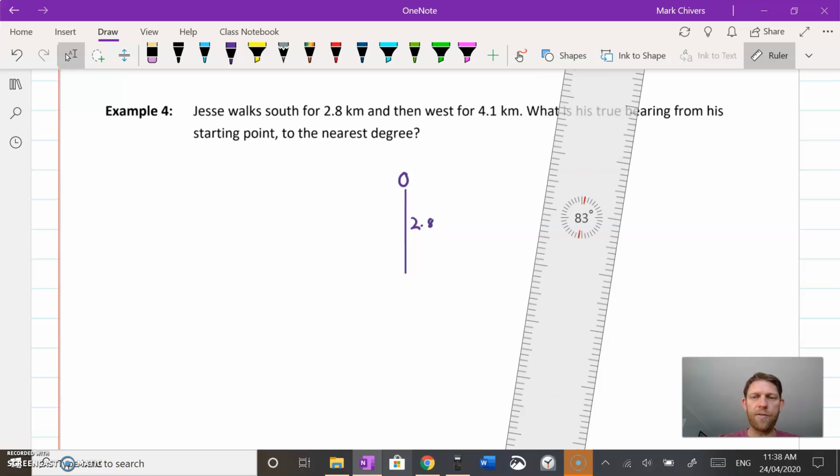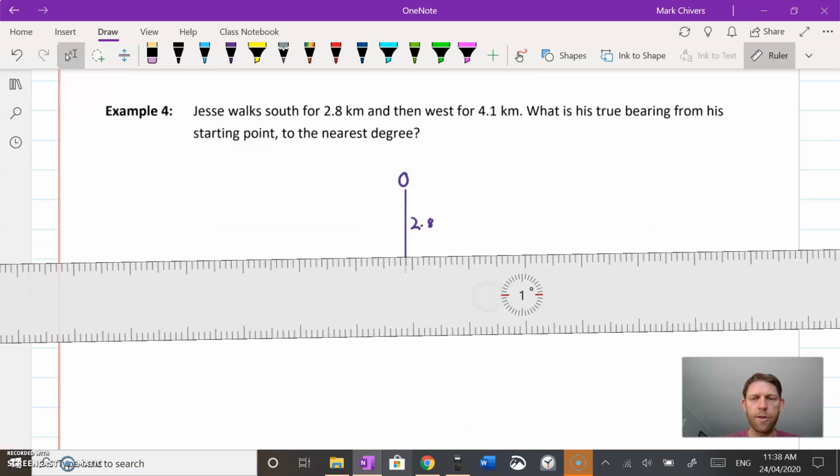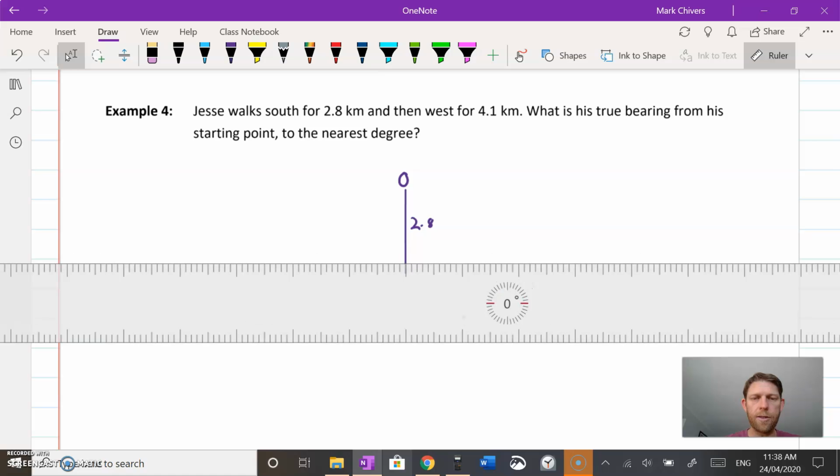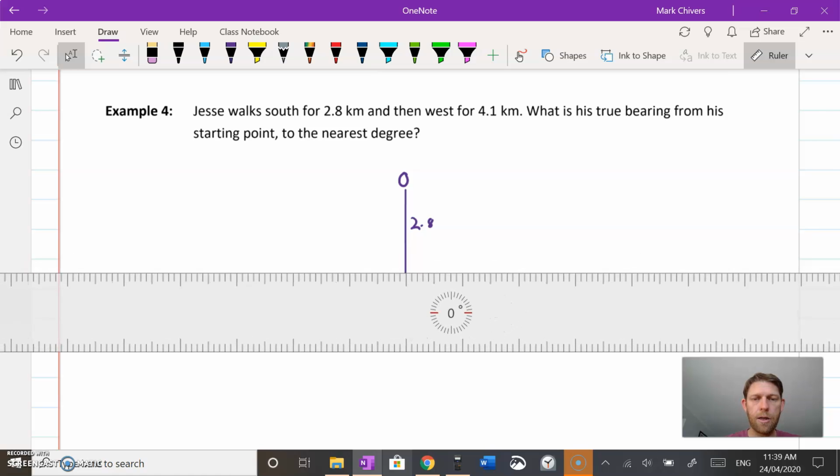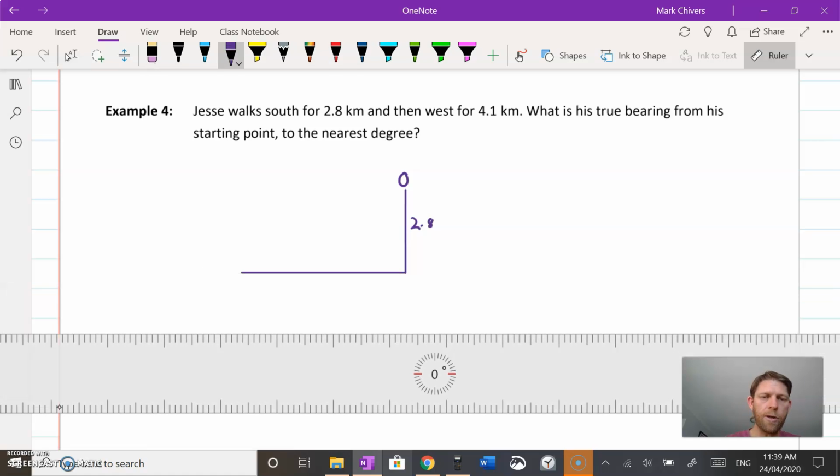And then he walked west for 4.1 kilometres. If we think about that, west and south are at 90 degrees to each other. So he's gone west a little bit further than he went south, so we're going to draw it in like that. There we go. So he went west 4.1 kilometres. Now we know that this angle here has to be 90 degrees because we went south and then west. The main compass positions are all at 90 degrees to each other.